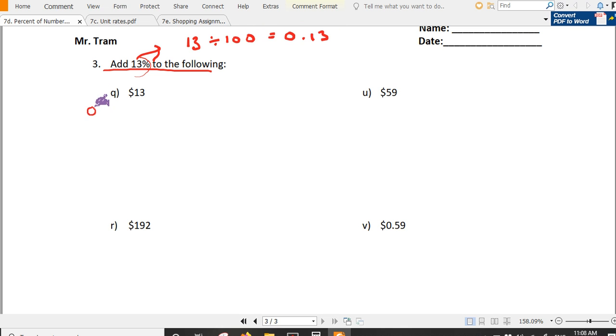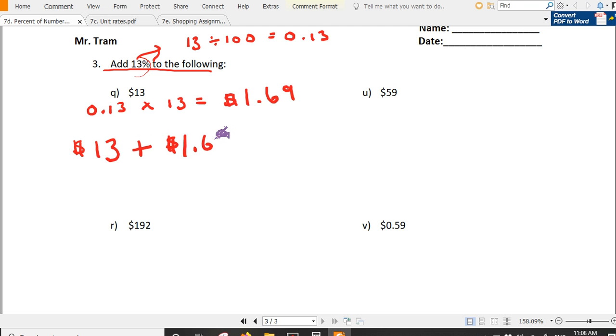So let's find out what 13% of 13 is. 13%, 0.13 times 13 will give you $1.69. So, if you bought something for $13, and you add tax, you add $1.69, your total would be $14.69. Okay, let me do the next one for you.